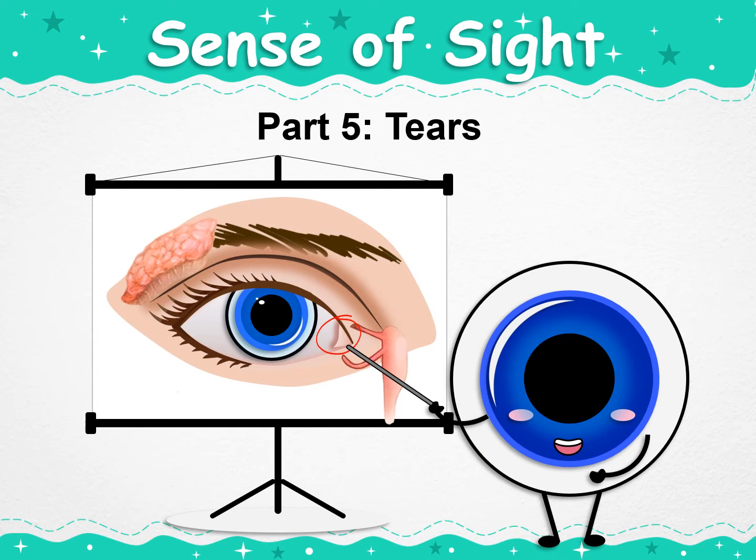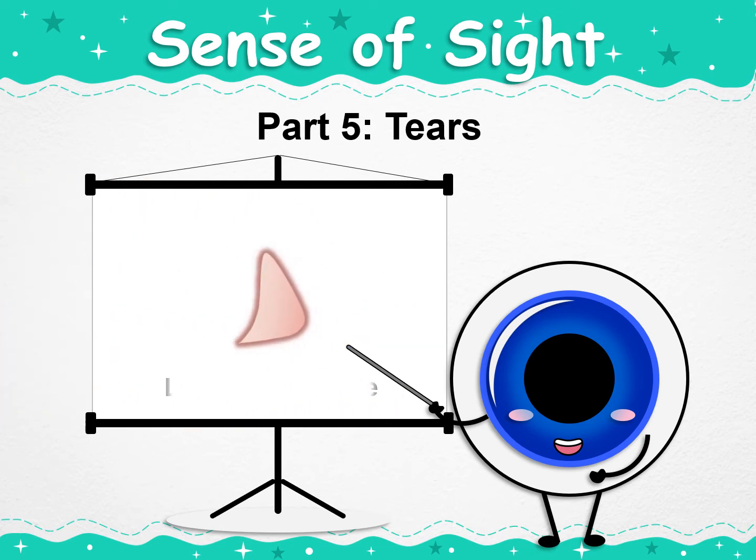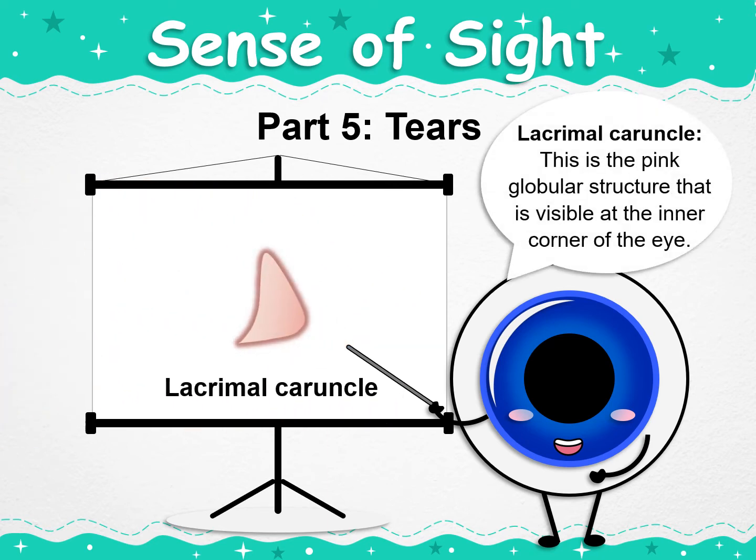Look at the eye's image. Do you notice the small pink area at the corner of the eye? It has a name. Lacrimal caruncle. This is the pink globular structure that is visible at the inner corner of the eye. It is the skin covering of the sebaceous and sweat glands. We have discussed the sweat gland and the sebaceous glands under the lecture on skin.